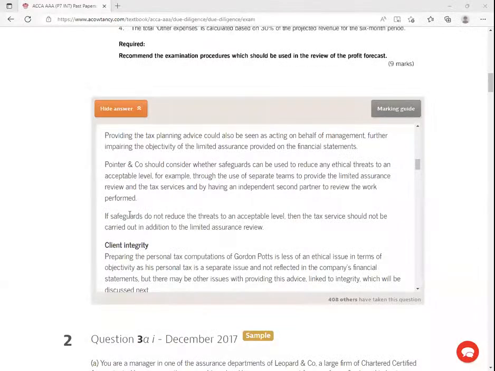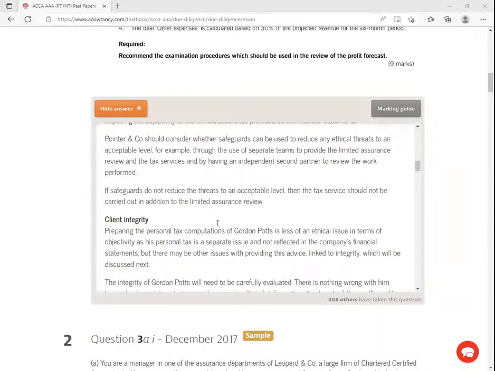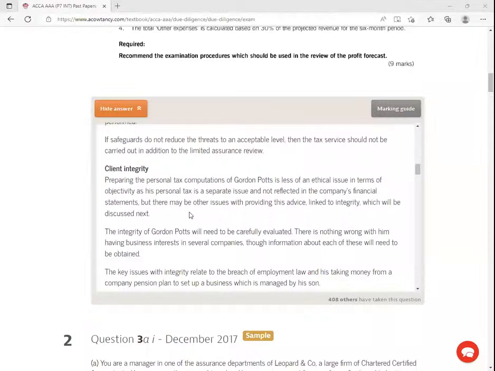So we are told that if safeguards do not reduce the threats to an acceptable level, then the tax service should not be carried out to the limited assurance review. Client integrity: preparing the personal tax computations of Golden Pots is less of an ethical issue in terms of objectivity, as his personal tax is a separate issue and not reflected in the company's financial statements. But there may be other issues with providing this advice linked to integrity, which will be discussed later.